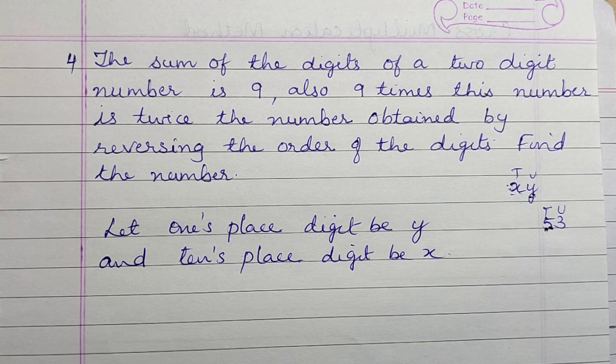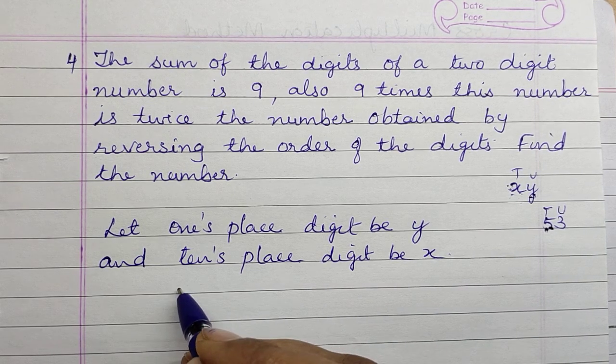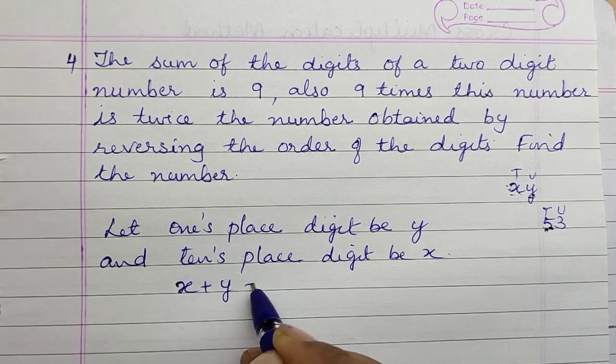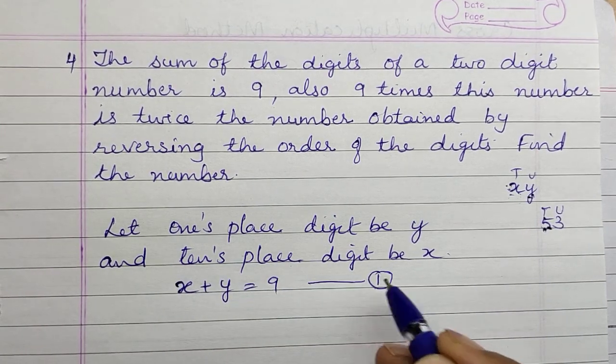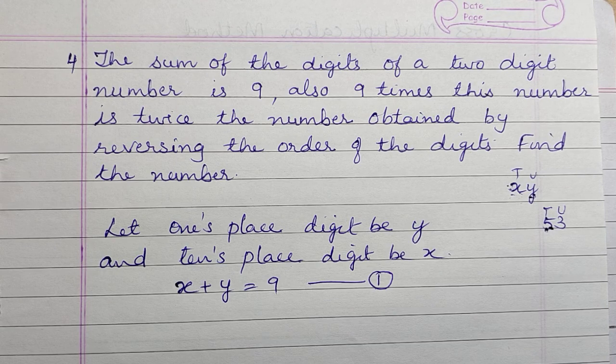Now the sum of the digits is given as 9. So x plus y equals 9. You got the first equation here. Next, one more thing is there.